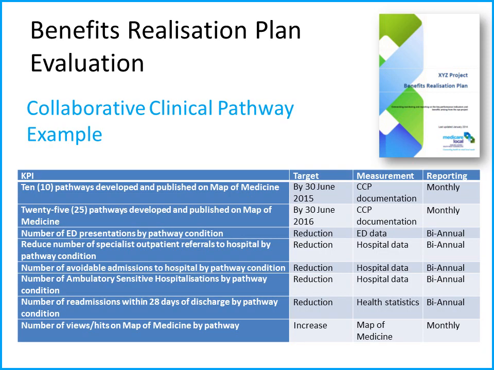For example, this shows the KPI table for the collaborative clinical pathways. It says that a timeframe KPI will be 10 pathways developed and published on Map of Medicine by 30th of June 2015. It will be based on looking at the collaborative clinical pathway documentation that's reported monthly. There's also number of ED presentations by pathway condition. We want to see a reduction. That would be based on ED data from the Hospital and Health Service, and it would be collected biannually.